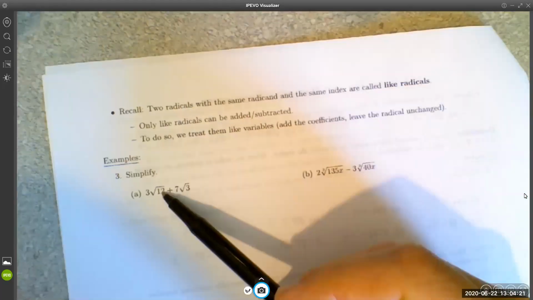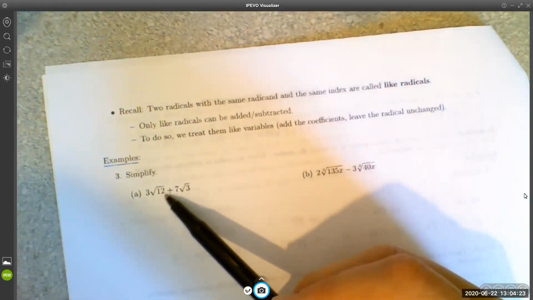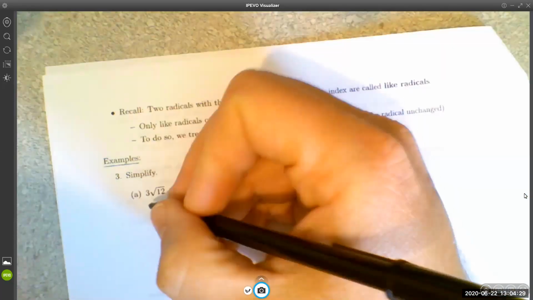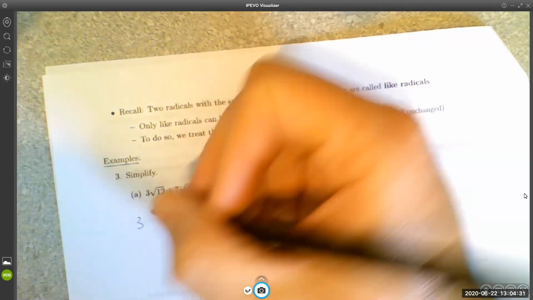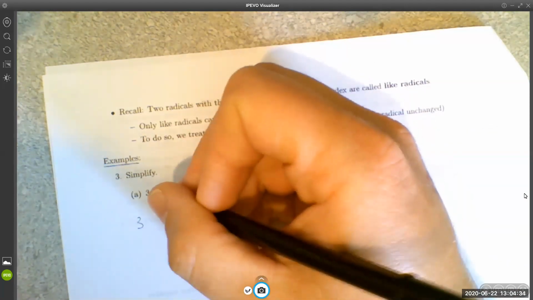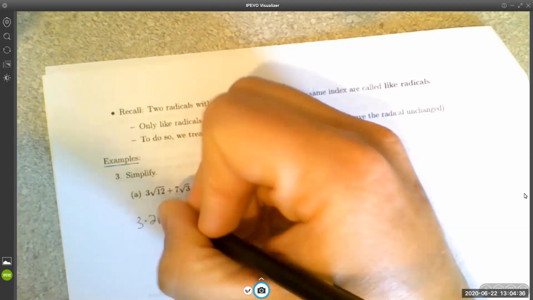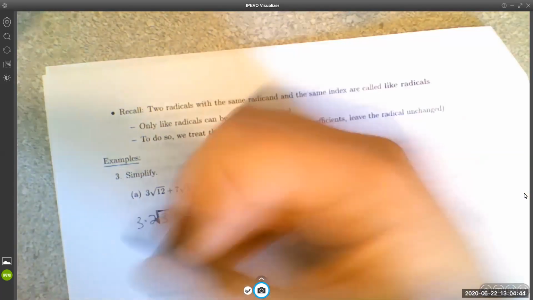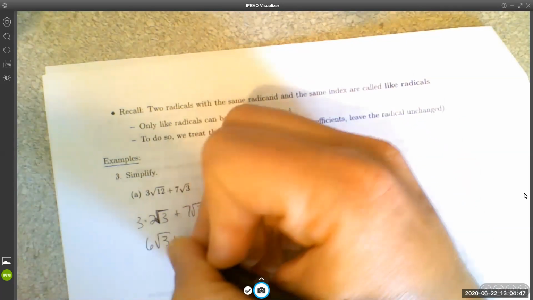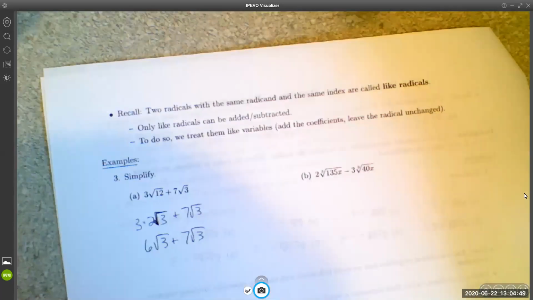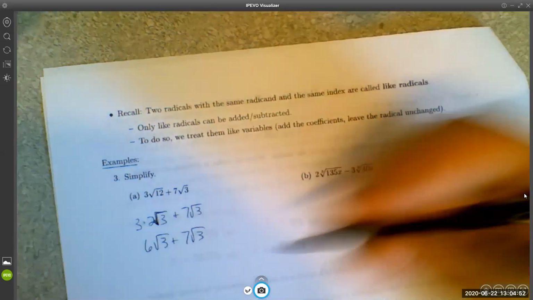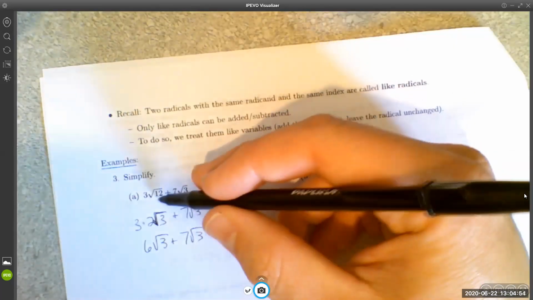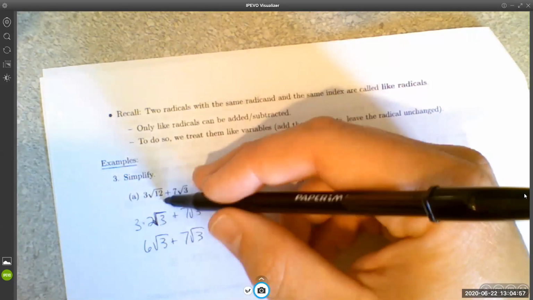But the thing is, you can simplify the square root of 12, right? There's a perfect square that goes into 12, and it's 4, right? 4 goes into 12. So we can think of the square root of 12 as really the square root of 4 times 3. Square root of 4 is 2. So this is 2 root 3. So the square root of 12 is really the same thing as 2 root 3. Okay, 3 times 2 is 6. So we have 6 root 3 plus 7 root 3. And there you go, right? Now they're like radicals. This isn't always possible, but it just so happens in this case that the square root of 12 reduces to 2 root 3.